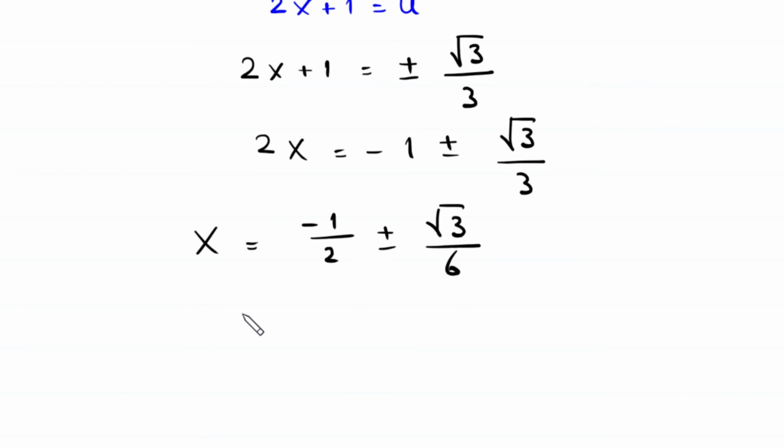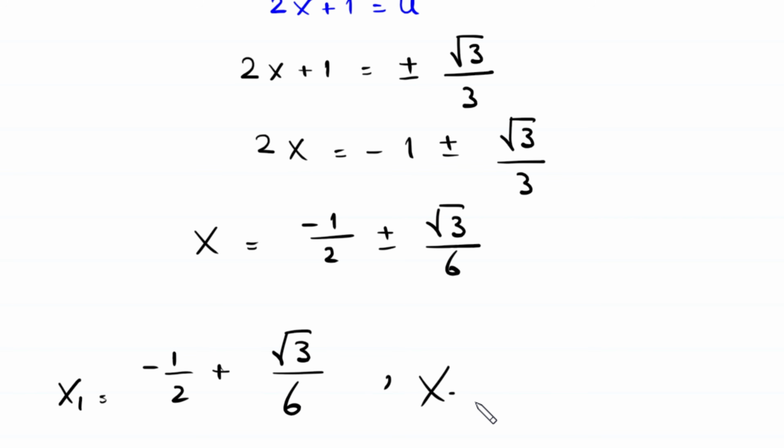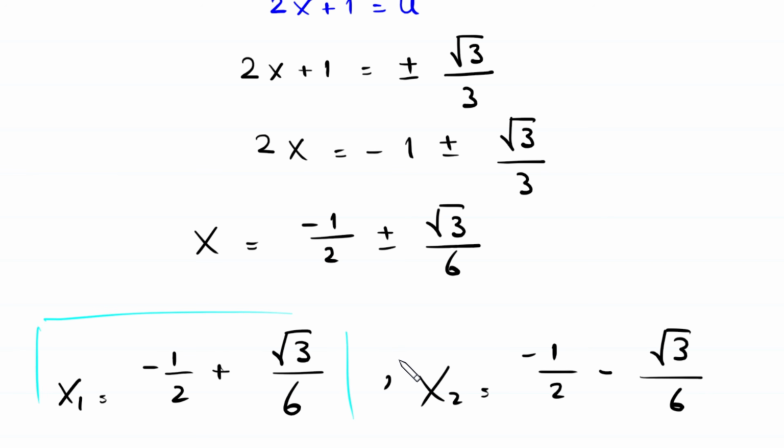It means that from here we get two solutions. The first one is negative 1 over 2 plus root 3 over 6. The second is negative 1 over 2 minus root 3 over 6. So these are the two real solutions for this equation.